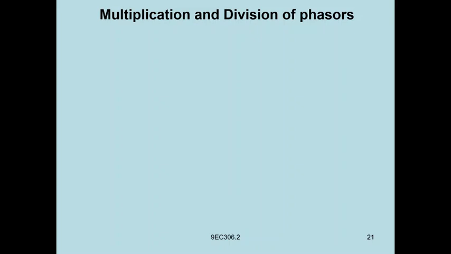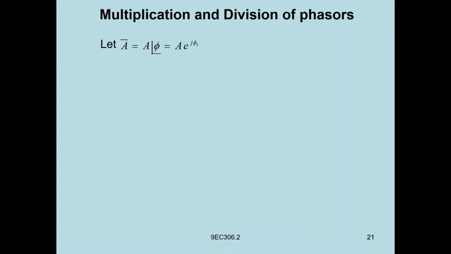Similarly, now I am going to explain the multiplication and division of phasors. See here, let A is equal to A at an angle of phi. In the last slide, we discussed addition and subtraction. We used only the rectangular form of the phasor. In rectangular form, addition and subtraction is very easy. And in multiplication and division, we have to use the phasor in polar form.